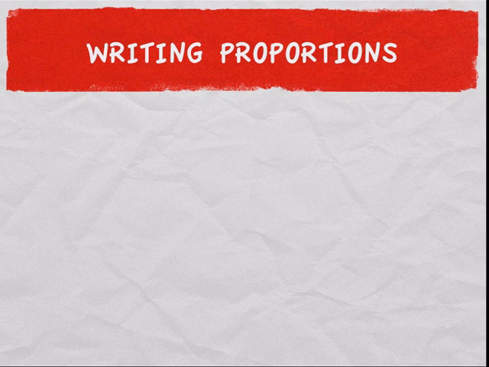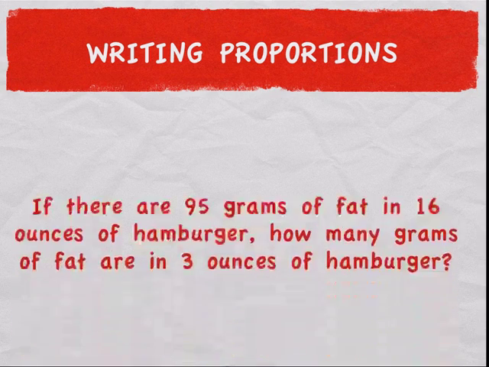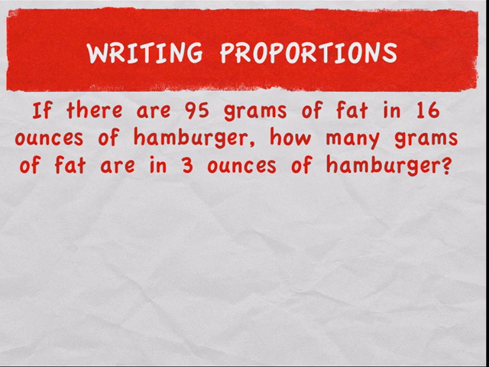When you solve problems involving ratios, usually you end up writing a proportion. So look at this example. If there are 95 grams of fat and 16 ounces of hamburger, how many grams of fat are in 3 ounces of hamburger? I know that the proportion of fat in the hamburger isn't going to change regardless of the weight. The ratio stays the same. So this is a problem that I can set up using a proportion.